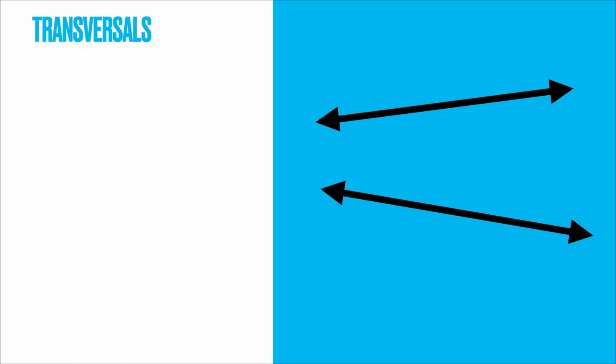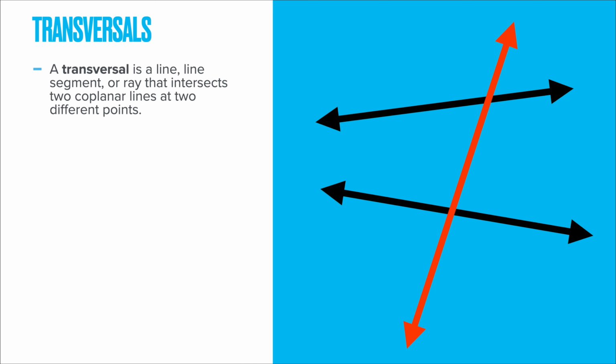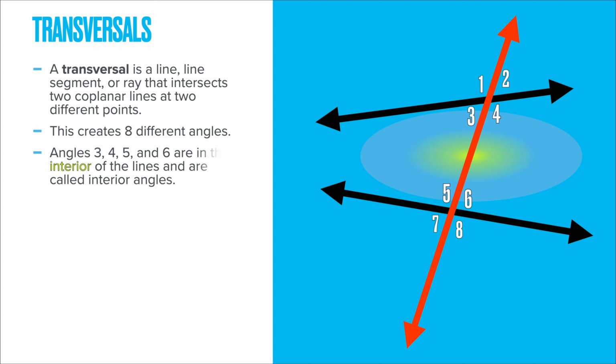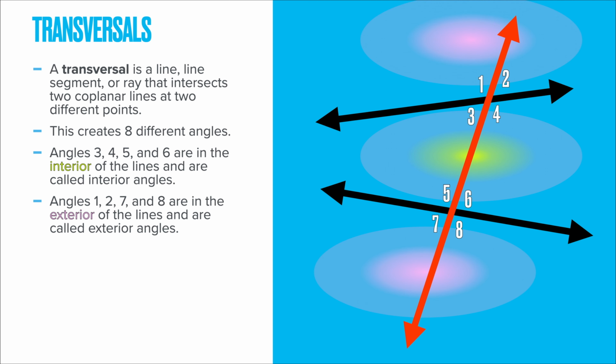Let's talk about transversals. A transversal is a line that intersects two coplanar lines at two different points. So in this case, the red line is the transversal. This creates 8 different angles. The angles 3, 4, 5, and 6 are in the interior of the lines and are called interior angles, whereas angles 1, 2, 7, and 8 are in the exterior of the lines and are called exterior angles.